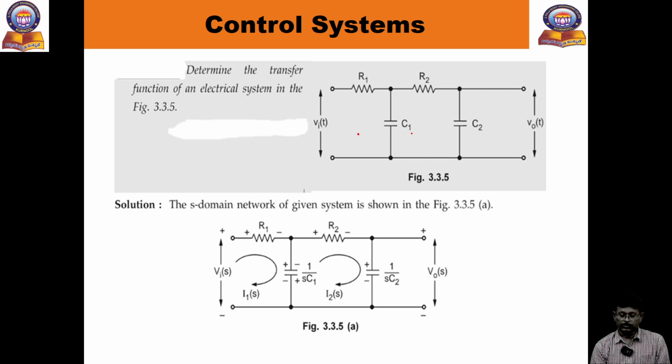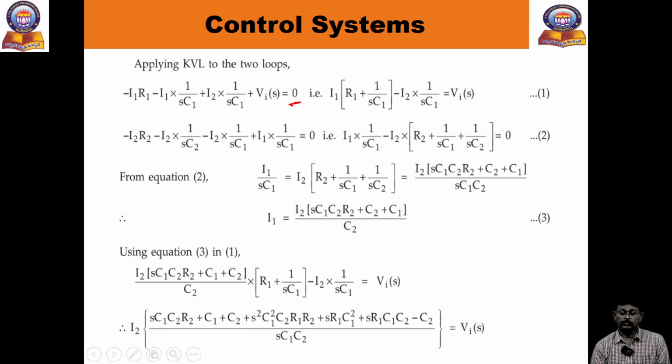So in this R1, the voltage is I of S. Similarly, in this one also 1 by S into C1. Similarly, write the loop equations. Loop analysis, I think you know very well. So 0, so we input voltage, then 1 by SC1 I2, then 1 by SC1 I1, right, minus I1.